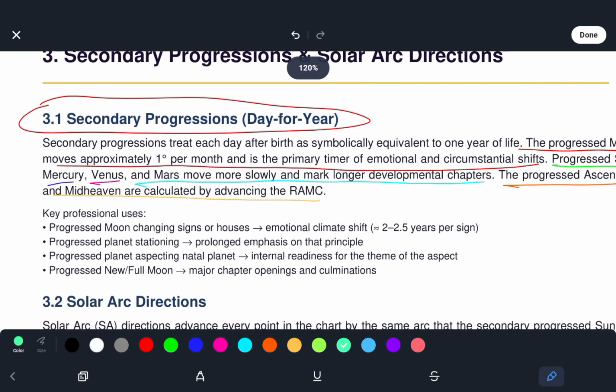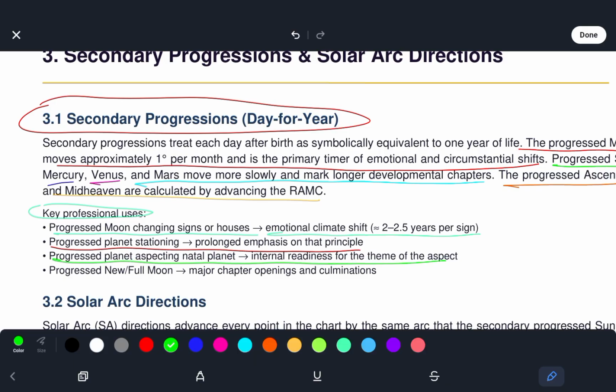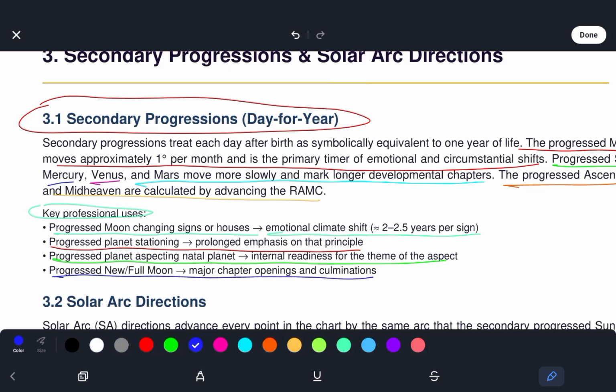So the key professional uses here: progressed Moon changing signs or houses, an emotional climate shift, 2 to 2.5 years per sign; progressed planet stationing, prolonged emphasis on that principle; progressed planet aspecting natal planet, internal readiness for the theme of the aspect; progressed new and full Moon, major chapter openings and culminations.